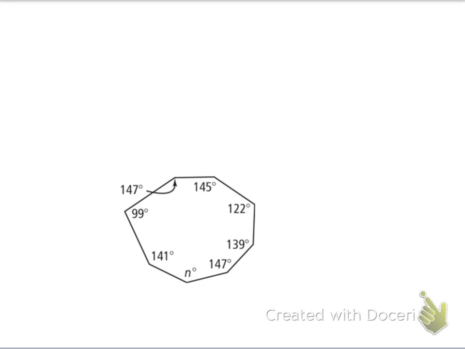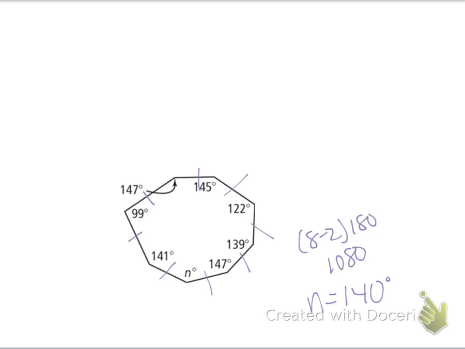Okay, my next one, 1, 2, 3, 4, 5, 6, 7, 8 sides, so 8 minus 2 times 180. I've got 1080 to share, and I'm going to subtract 99, 147, 145, 122, 139, 147, and 141, and I get my n to be 140 degrees.